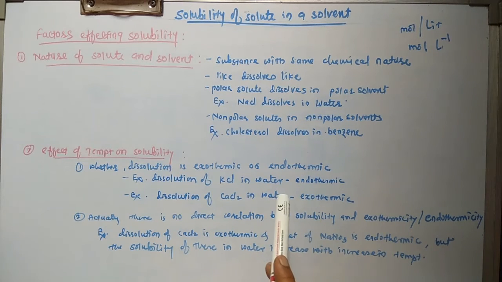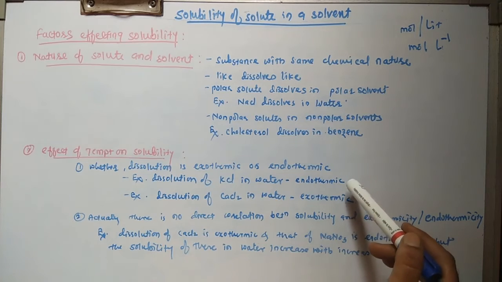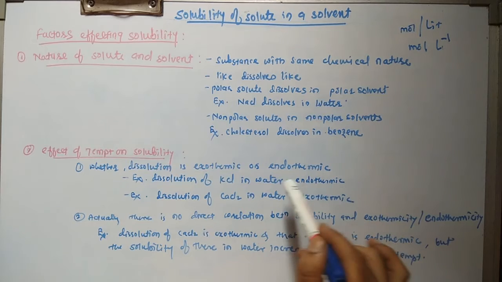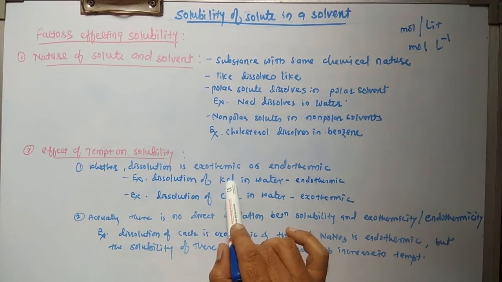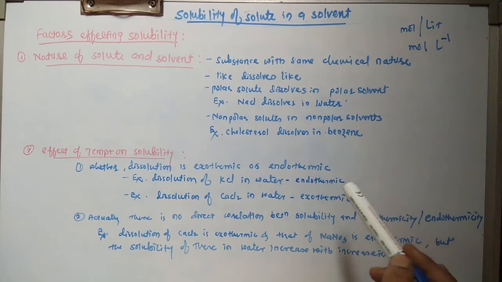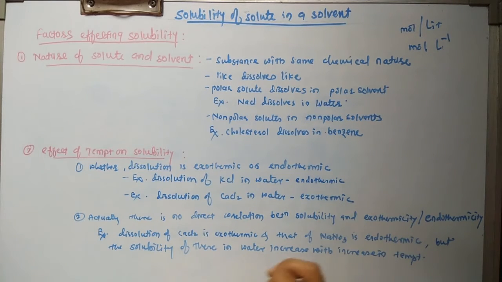In this case, when temperature is increased by adding heat to the system, the solubility of KCl increases according to Le Chatelier's principle. That means addition of heat causes stress on the saturated solution and it favors the endothermic process. So as we increase the temperature, more and more KCl can be dissolved in water. That is the effect of temperature on endothermic processes.